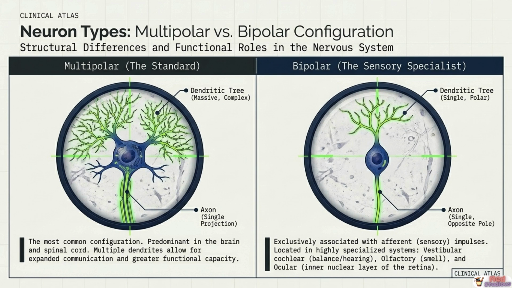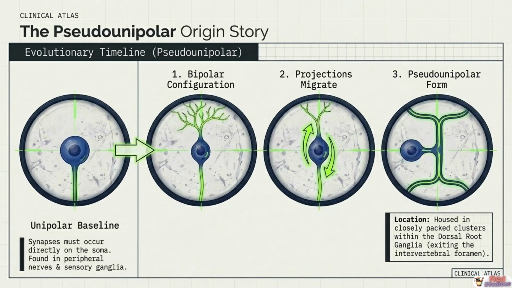There is a fascinating evolutionary adaptation known as the pseudo-unipolar neuron, heavily utilized in our peripheral sensory systems. Let's look at its timeline. In a true unipolar neuron, common in invertebrates, a single process extends from the soma and splits. But human pseudo-unipolar neurons actually begin their embryonic development as classic bipolar neurons, with two distinct projections.